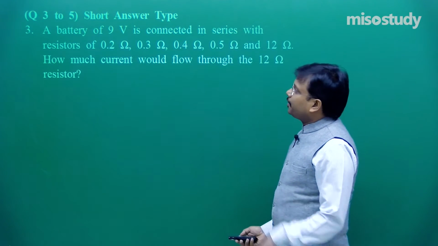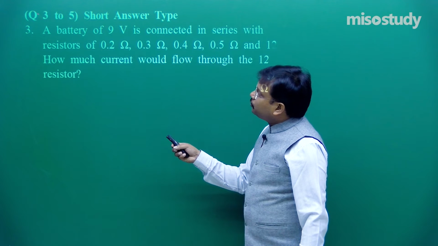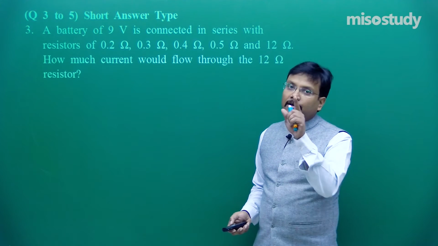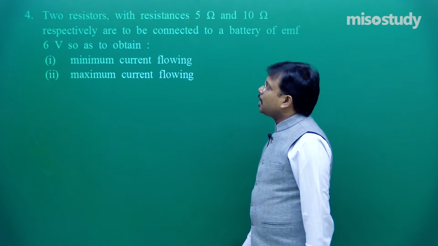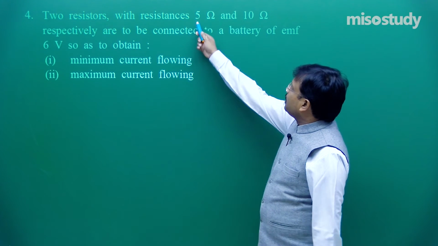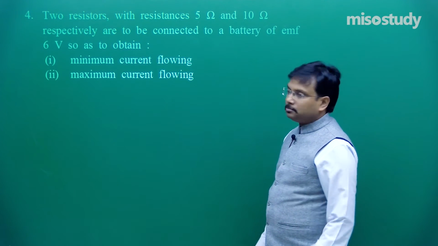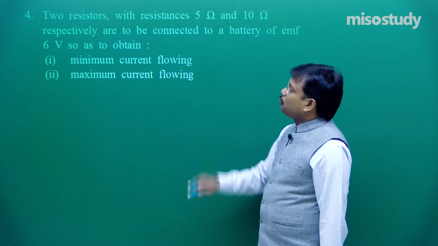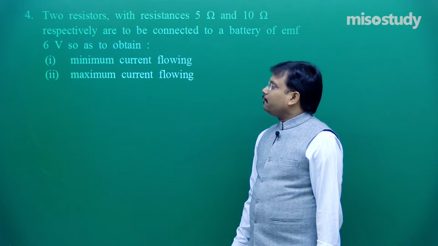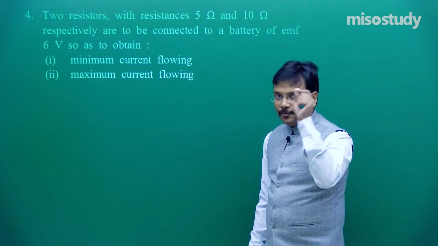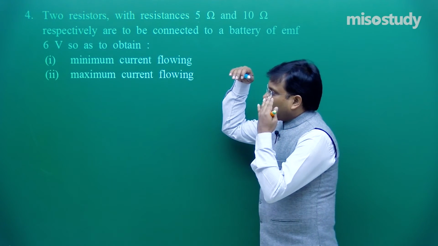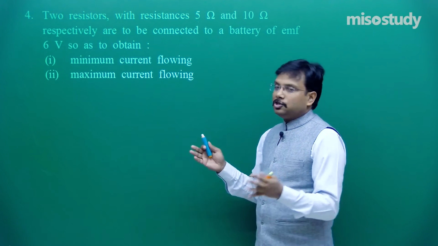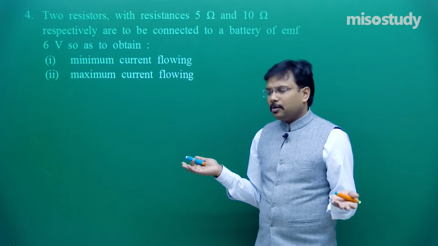Now, it comes question number 4 and be careful, 3, 4, 5 same set of instructions. 2 resistors with resistances 5 and 10 ohm are connected to a battery of EMF 6 volt so as to obtain minimum current flow, maximum current flow, fine. The complete answer I am telling you, and after getting the knowledge of this complete answer I am sure you can calculate the values.